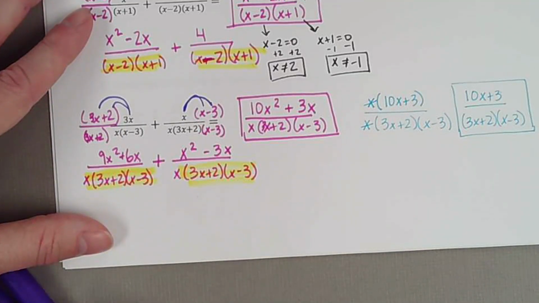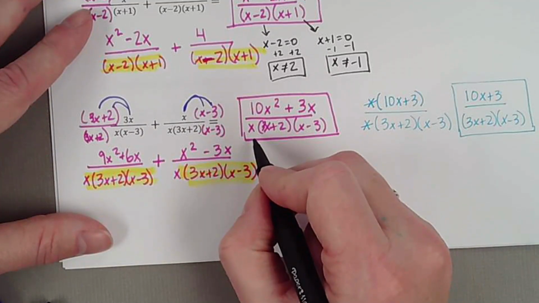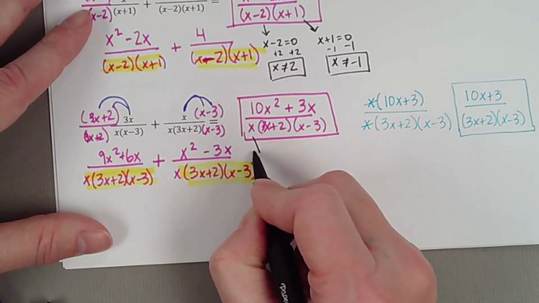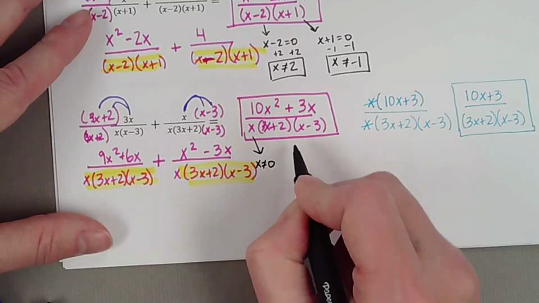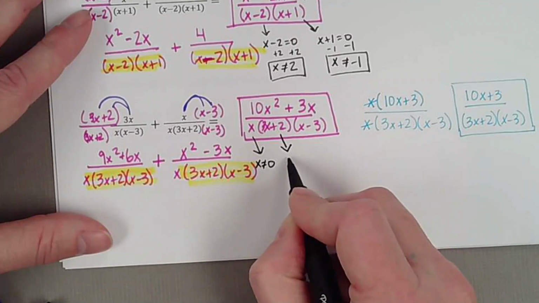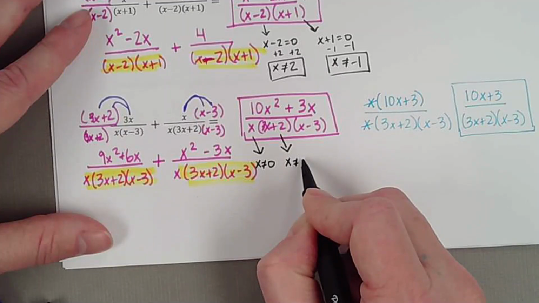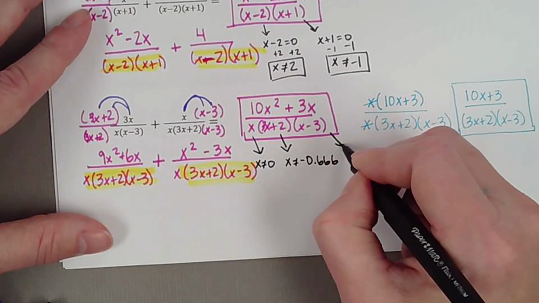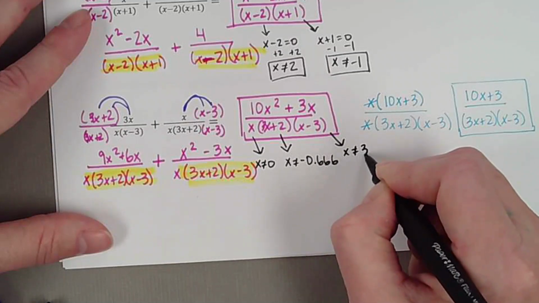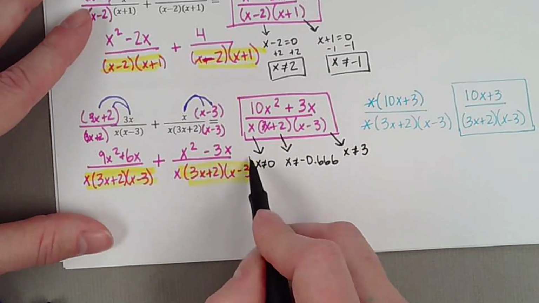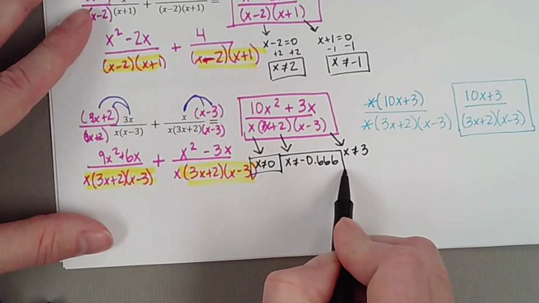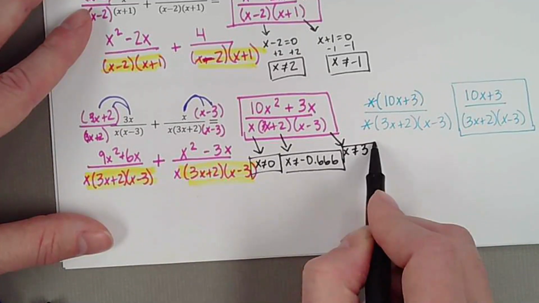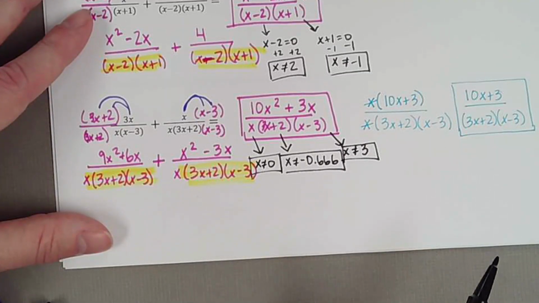Then I need my excluded values. This time I'm not going to make my equations. If you like to write the equations and solve them, great. But right here, x cannot be 0. Right here, x cannot be negative 2/3, which is negative 0.6 repeating. And right here, x cannot be 3. So there are 3 excluded values. You can leave this one as a negative 2/3, or you can actually do the division. Either way is fine with me.